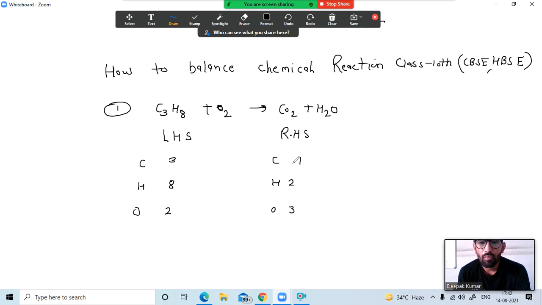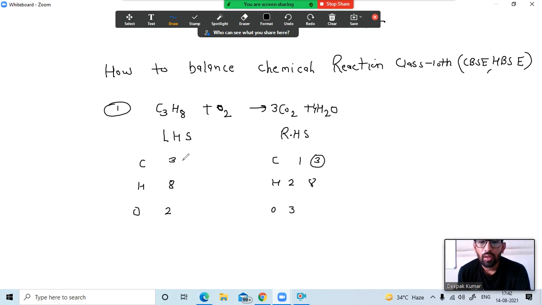Now you multiply with 3. When you multiply with 3, your carbon is balanced. Now your carbon is 3. After that, check the hydrogen. On the left hand side there are 8 hydrogen, and on the right hand side there are 2 hydrogen. Now you multiply with 4. When you multiply with 4, the hydrogen is 8.